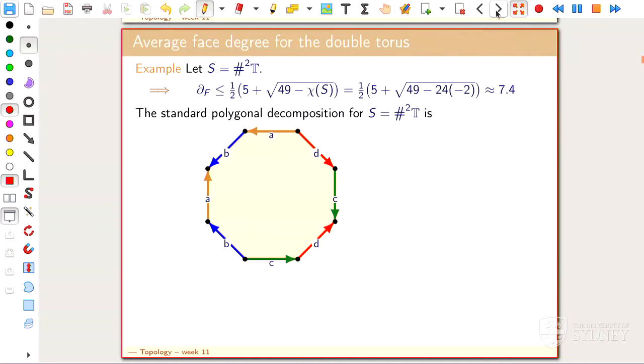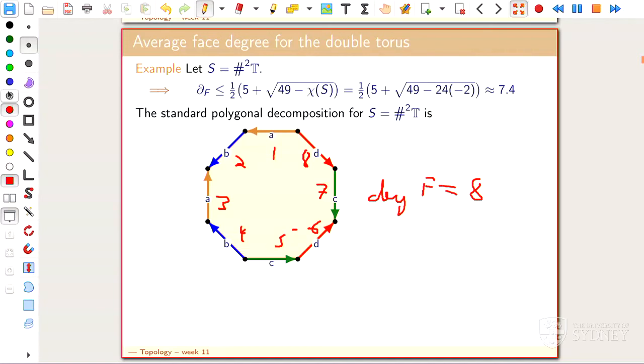Good. In case you have forgotten how it looks, this is a standard polygon decomposition, the one I got from the word of the double torus. I just wanted to pull it up. And you might wonder now, well, this clearly has degree 8. I count 8 edges: 1, 2, 3, 4, 5, 6, 7, and 8. So the degree of the one face I see is actually 8.